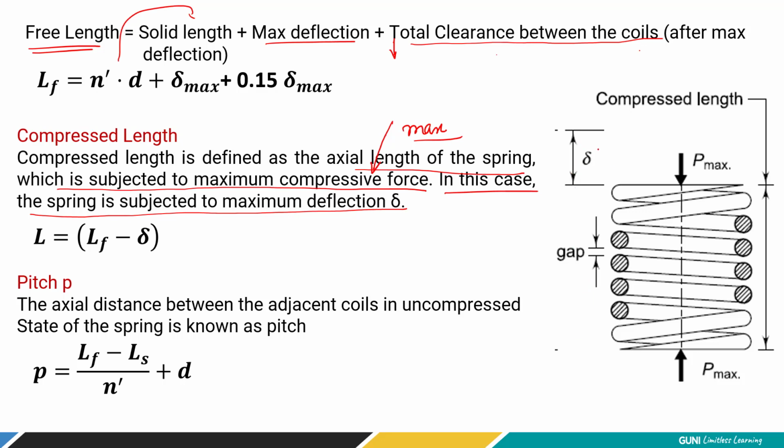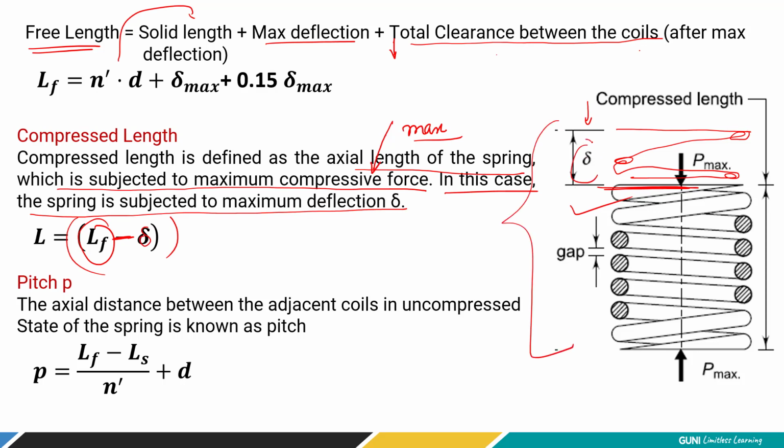So how can you find it mathematically? Just look at the figure, right? At the free state, this is the situation. The spring was free, right? But once you applied the compressive load, it deflects and reaches this level, right? So this is the compressed length, okay? How can you find it? Very simple. From the free length, simply subtract the deflection. What is remaining is simply the compressed length, okay?